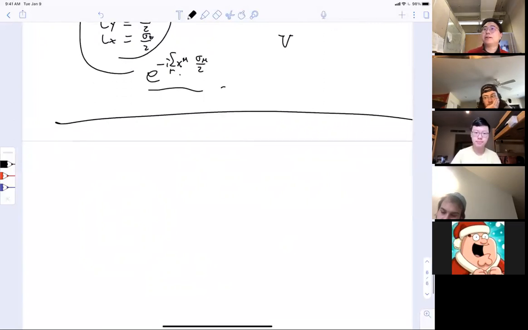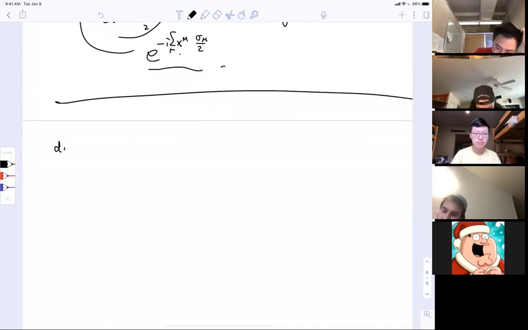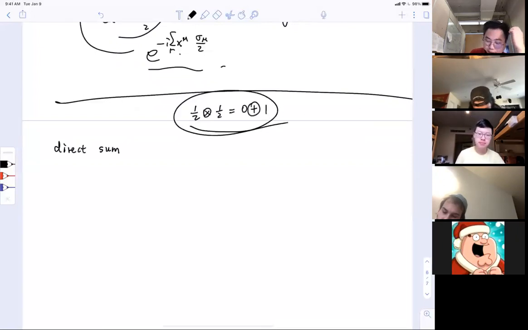Okay, so another thing I want to talk about is the direct sum and the tensor product of representations. So first, let's talk about the direct sum. Basically, I want to explain to you what I mean by this. Whenever we write down something like this, we say, okay, we add 2 spins together, we get a spin 0 and spin 1. What do we mean by that in terms of representation theory?